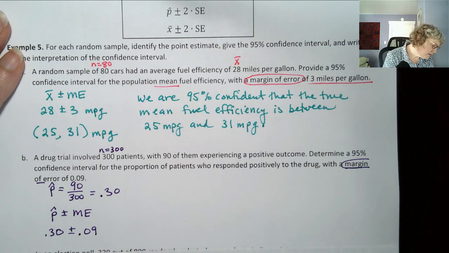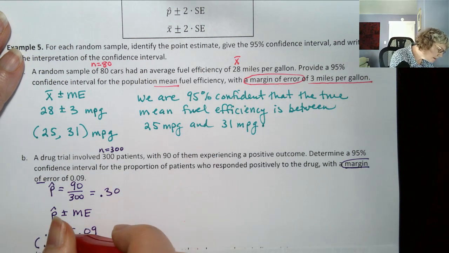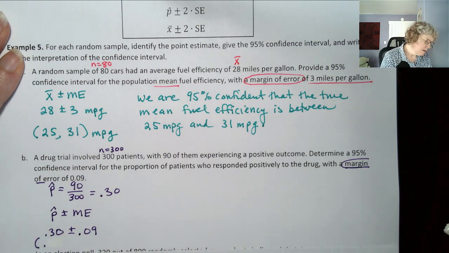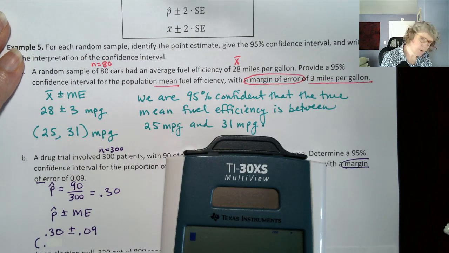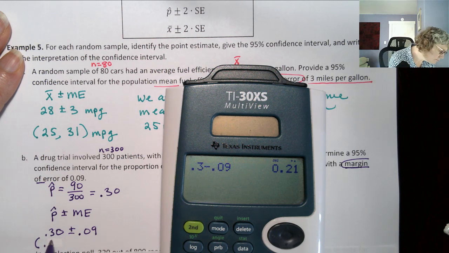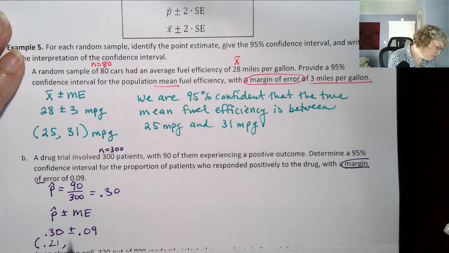So I think I can squeeze it in right under here. 0.3, oh, 39 is the higher one. See, I was trying to do it in my head, but I've got too many things going on at the same time here. Should be 0.21, right? 0.3 minus 0.09, yeah, 0.21, comma, 0.3 plus 0.09 should be 0.39. Okay, so 21 to 39%.